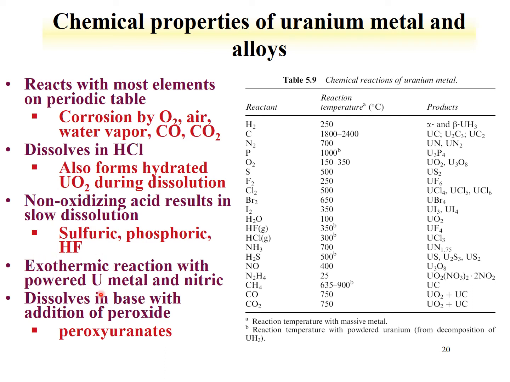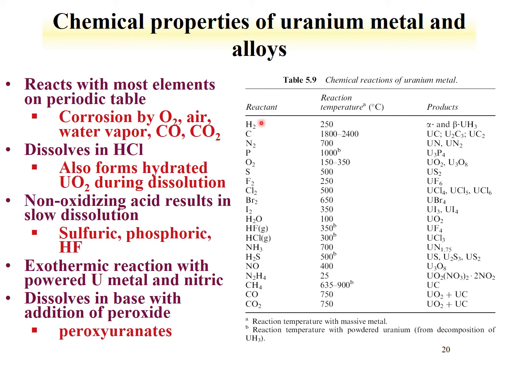The metal, especially if it's powdered, with large surface area, forms lots of heat when it is dissolved in nitric acid, and it can dissolve in a base with the addition of peroxides. It forms these peroxyuranates, which are unique compounds amongst the actinides, where peroxide species can be formed, and we've already talked about that in separations, where peroxides of uranium is one of the routes of doing a selective precipitation of the material.